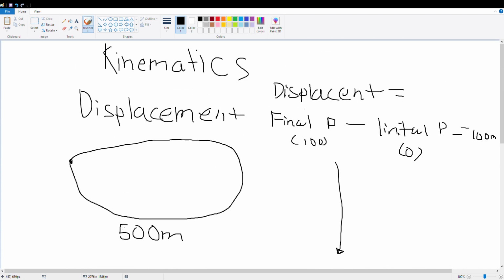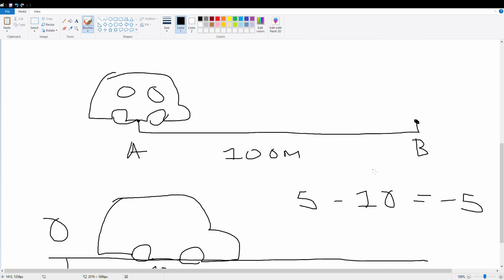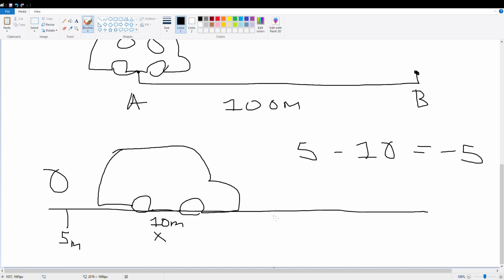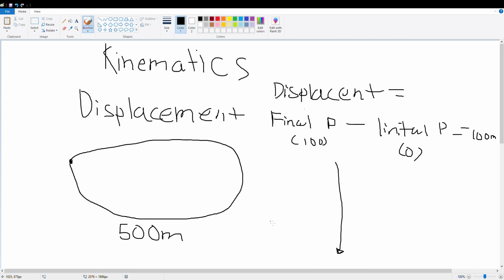So yeah, that's pretty much displacement. And it's just your final position subtracted by your initial position. It's pretty straightforward, but it is pretty important to know the difference between displacement and scalars. So yeah.